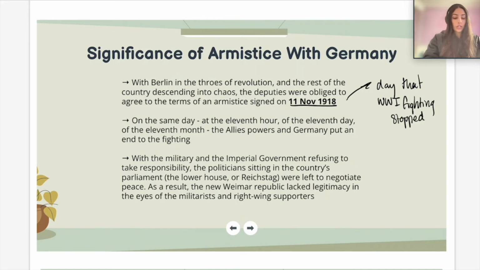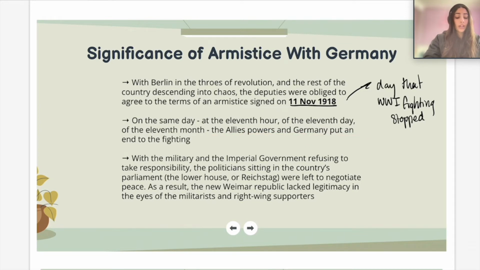So I'm sure everybody's heard about this point. On the same day, at the 11th hour of the 11th day of the 11th month, the Allied powers and Germany put an end to the fighting. So they signed this, and immediately that same day, the fighting had ceased. We've covered that.